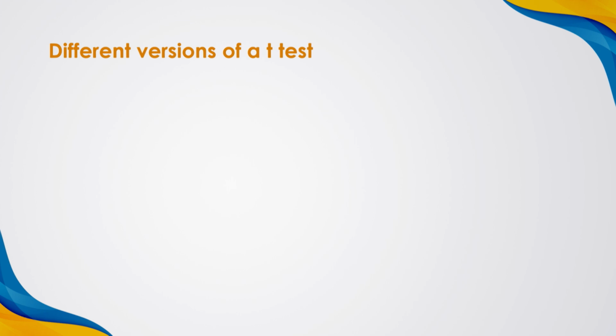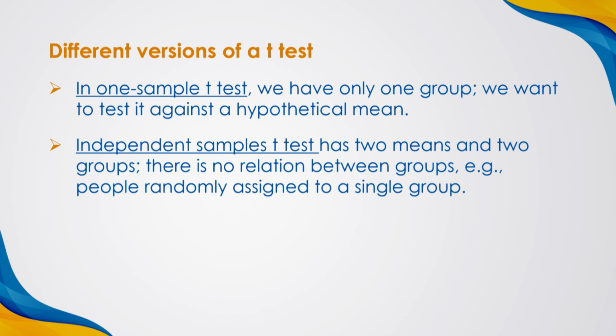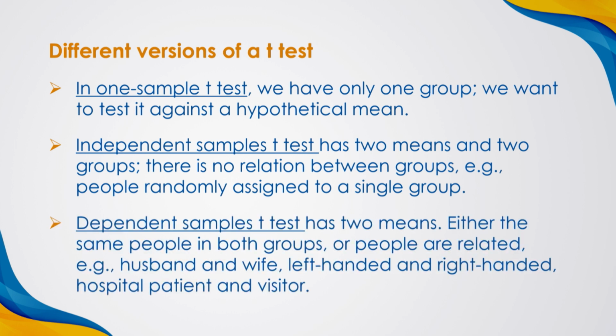Different versions of a t test. In one sample t test, we have only one group, we want to test it against a hypothetical mean. The independent samples t test has two means and two groups, there is no relation between groups, for example people randomly assigned to a single group. Dependent samples t test has two means, either the same people in both groups or people are related, for example husband and wife, left handed and right handed, hospital patient and visitor.